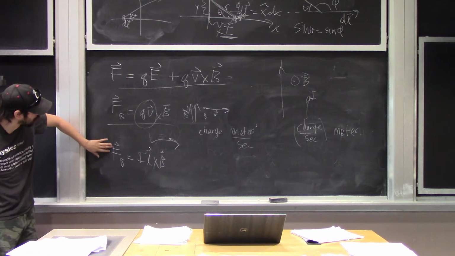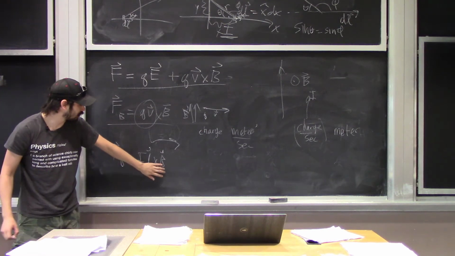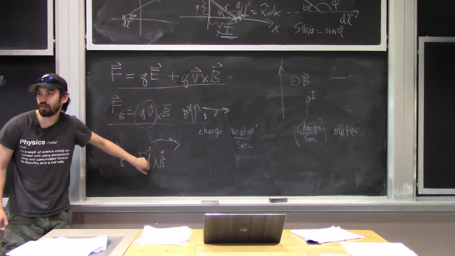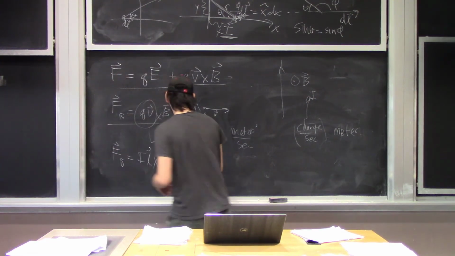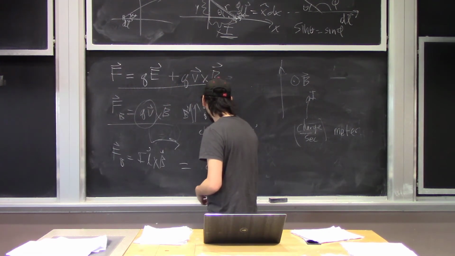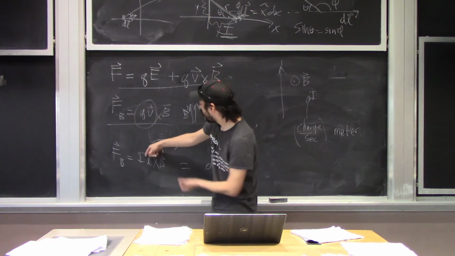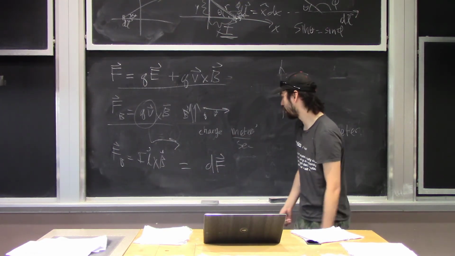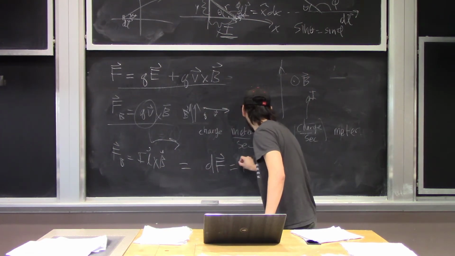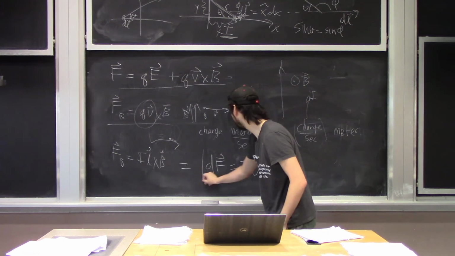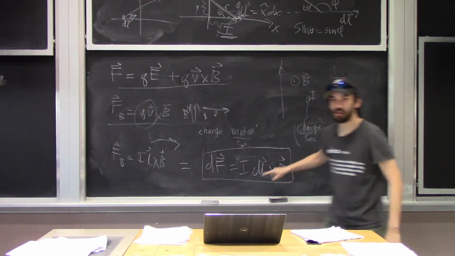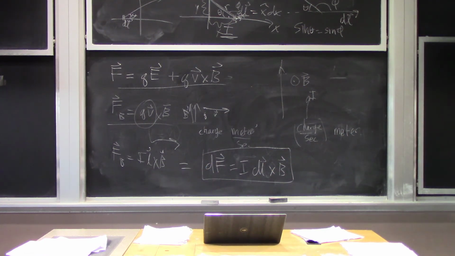So this is true only if the magnetic field doesn't vary over the same variables as the length does. To write this more generally, what I can say is the infinitesimal force imparted on some infinitesimal piece of the wire is going to be equal to I dl cross B. Okay, and that was the piece I was getting at. Okay, other questions?